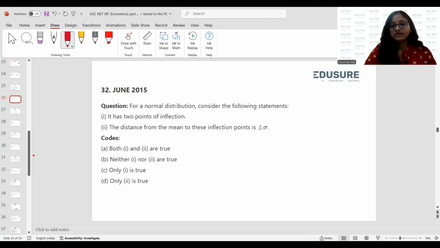Next question, June 2015. The question is asking, for a normal distribution, consider the following statements. It has 2 points of inflection, and the distance from the mean to these points of inflection is plus minus sigma. What will be the answer? The answer is both of them are true.